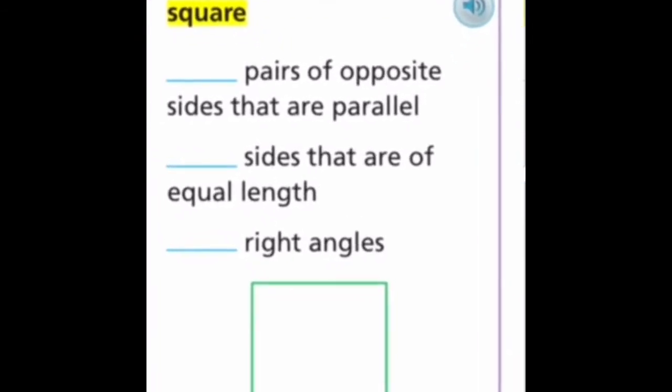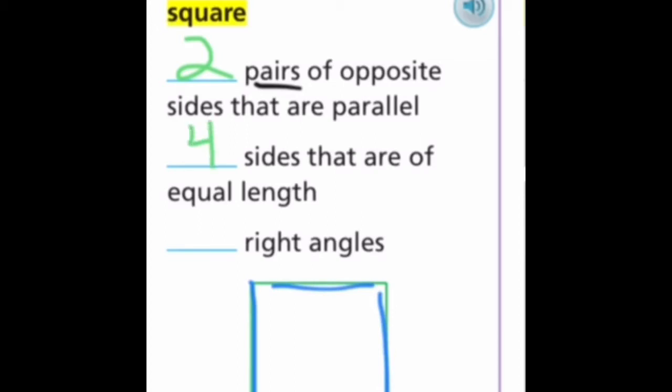Let's look at squares. How many pairs of opposite sides that are parallel? Well, one pair, two pair. So just like the rectangle, a square has two pairs of opposite sides that are parallel. All right, now the difference is going to be in this next one. How many sides that are equal length? All four sides on a square are the same length. So a square has four sides that are the same length.